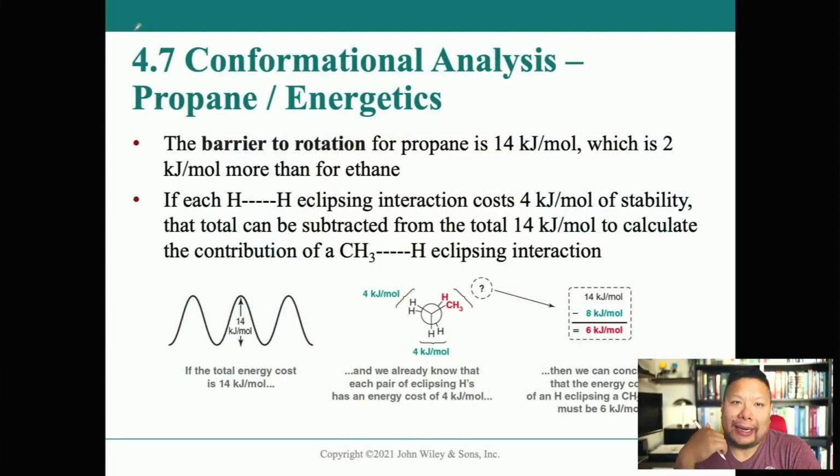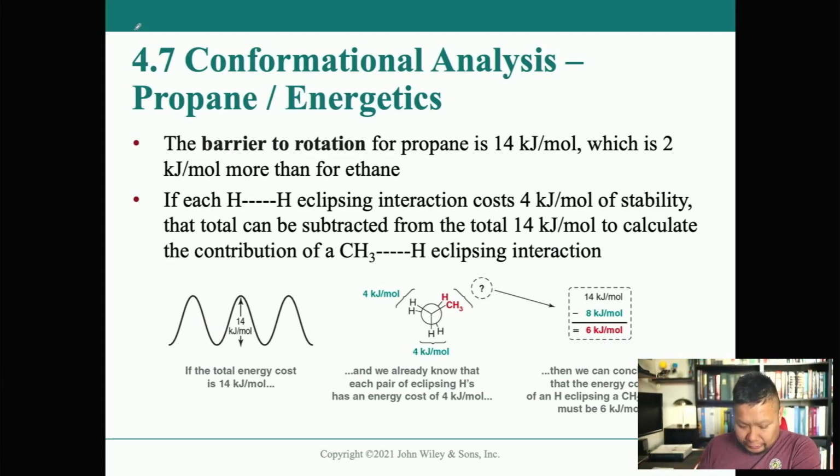Conformational analysis, propane and energetics. Okay, so the barrier of rotation for propane is 14 kilojoules per mole, which is 2 kilojoules per mole more than ethane. And that makes sense, right? If each hydrogen-hydrogen eclipsing interaction costs 4 kilojoules per mole of stability, that total can then be subtracted from the total 14, to calculate the contribution of the actual methyl group hydrogen eclipsing interaction.